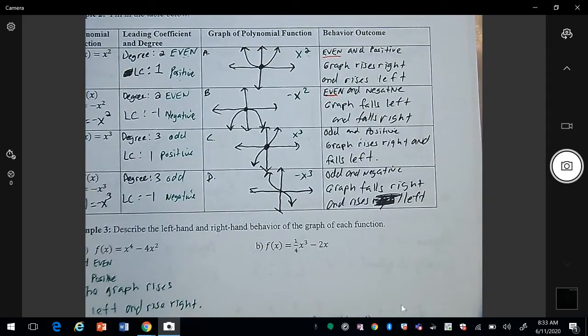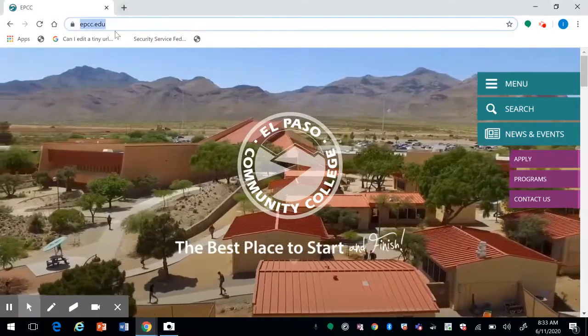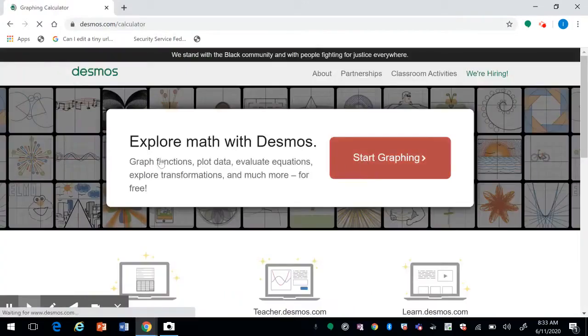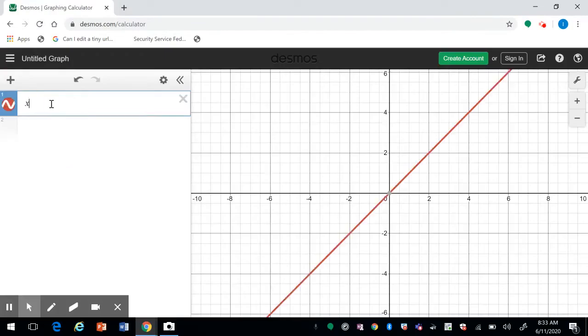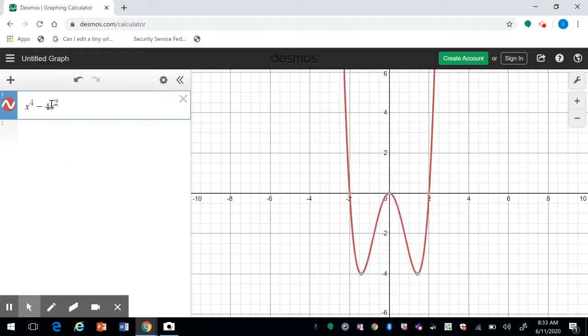Okay. So if I graph that, you can see what it looks like. So we have x to the fourth power minus 4x squared. And so you can see that the graph rises up on the right and rises to the left.